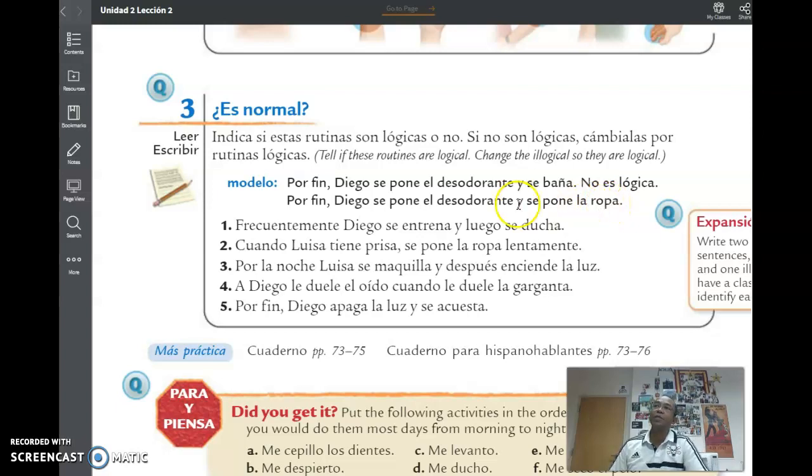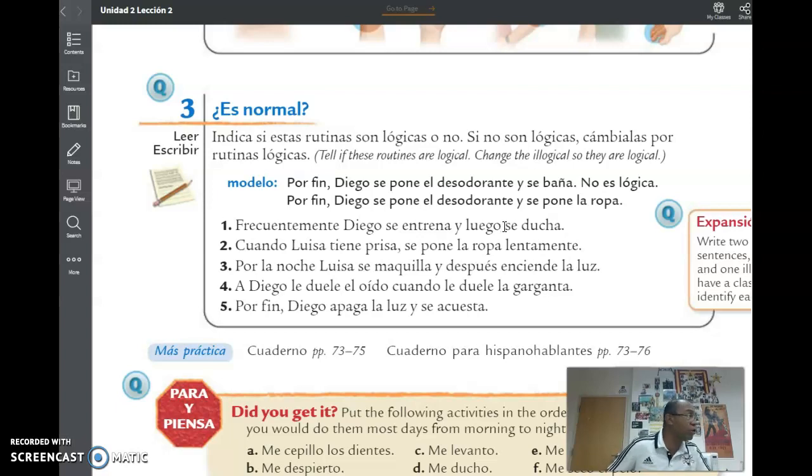Okay. So you have to identify if it's logic or illogic. ¿Es lógica o no es lógica? But you're going to explain the reason why. Okay, so for example, right here. Frecuentemente Diego se entrena y luego se ducha. Entrena is trains. Y luego se ducha, and then he showers. Is that logical to you? Train first and then shower? Yes. So you will say, frecuentemente Diego se entrena y luego se ducha porque es lógico, because it's logic.